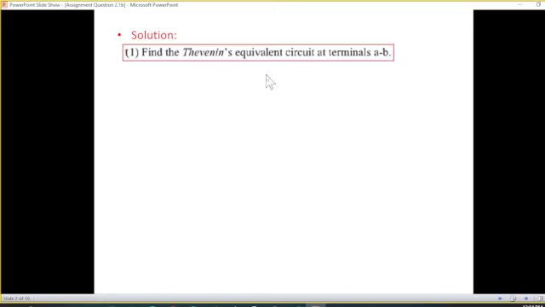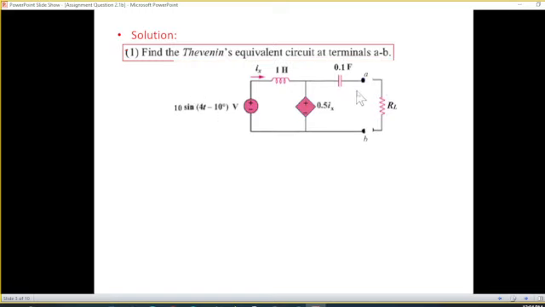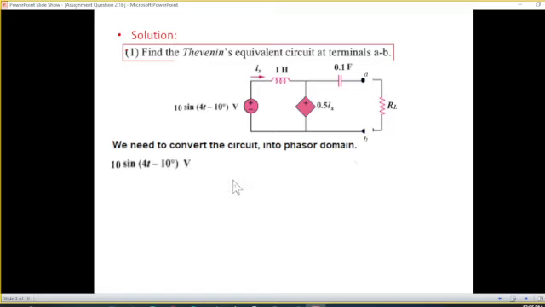The first, we'll find the Thevenin's equivalent circuit at terminal A and B. So we remove the load, and this is terminal AB. Here we have to find the Thevenin's voltage and Thevenin's impedance. First of all, we have to convert the circuit into phasor domain so that we can easily solve it. And I hope you know how to convert into phasor domain, but I'll just repeat.